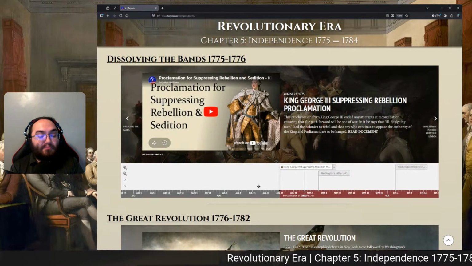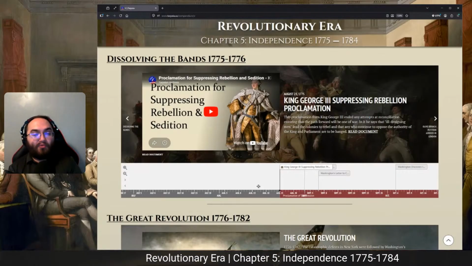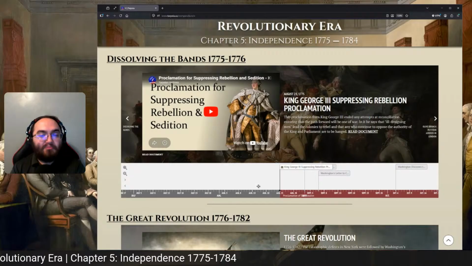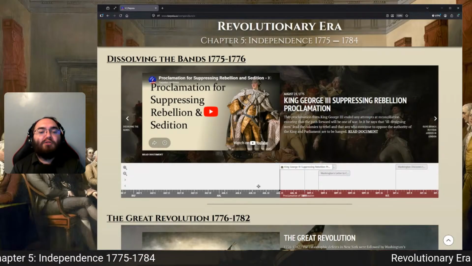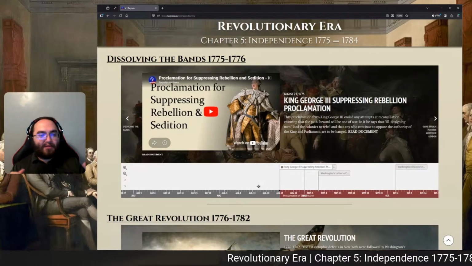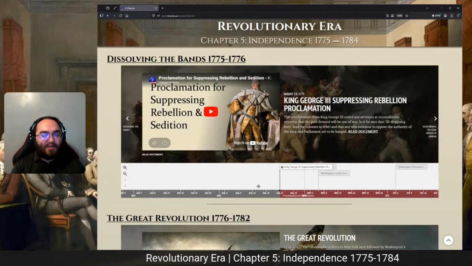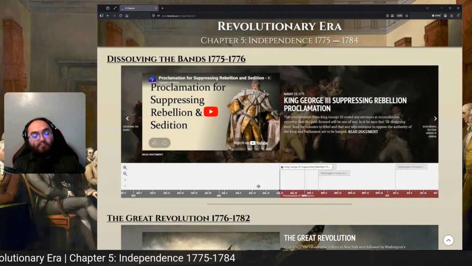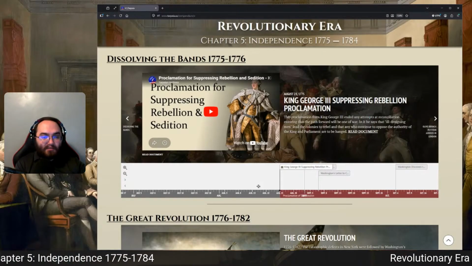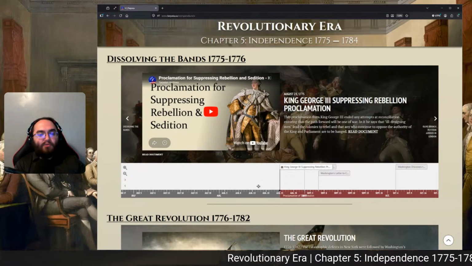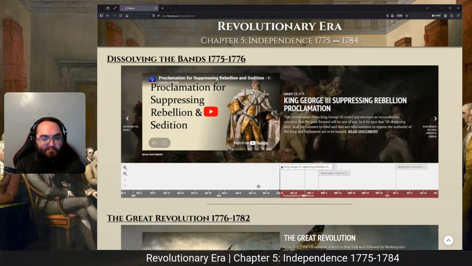This was issued by the king on August 23rd, 1775, and it is this proclamation which ended any and all peaceful reconciliation talks. Before August 23rd, 1775, both sides, Parliament and the Second Continental Congress, are still working towards reconciliation.